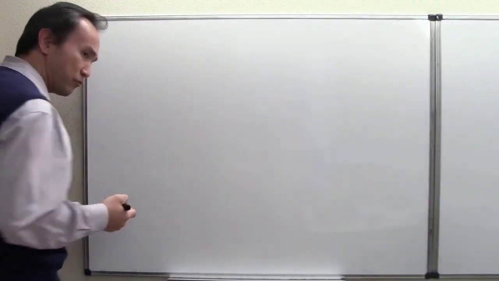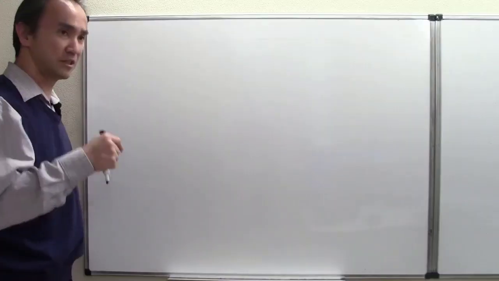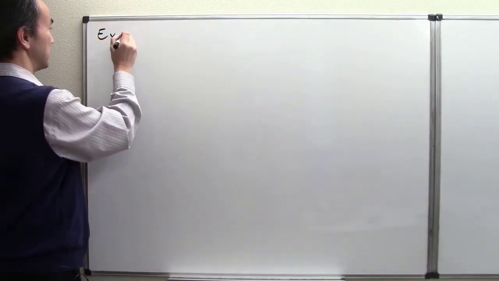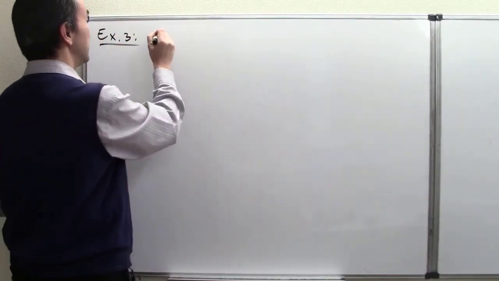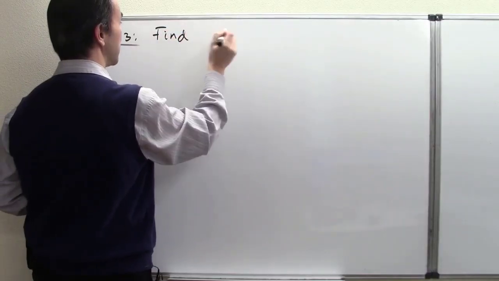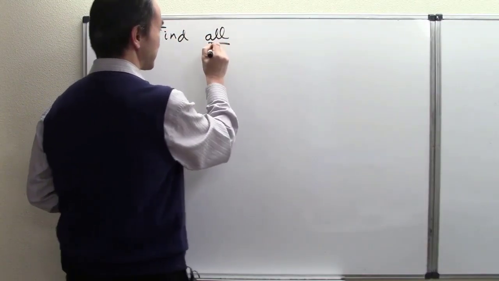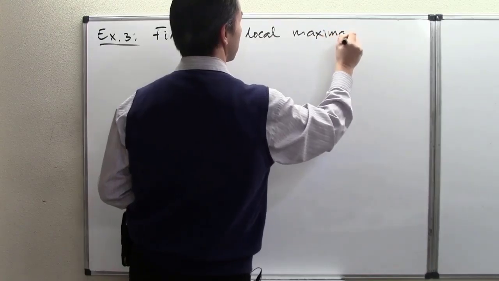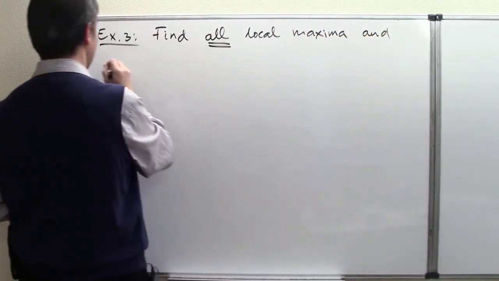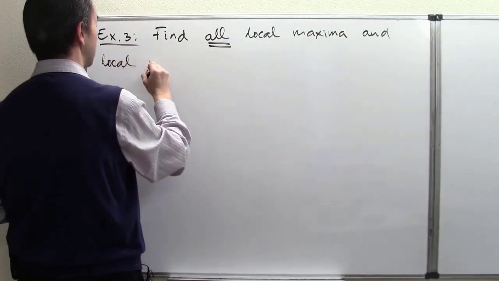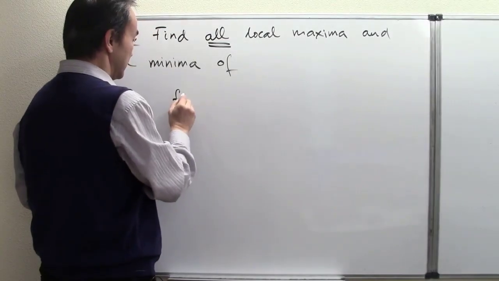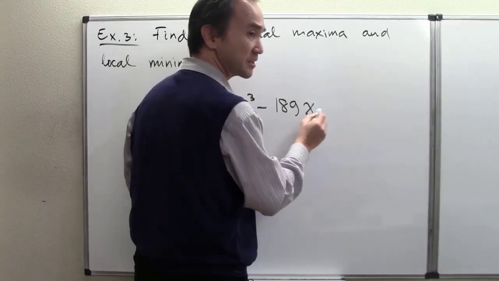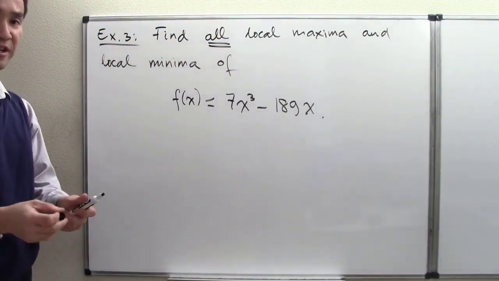So example 2 that we did earlier broke one big process into 2 steps. Now we're going to combine it into one bigger example. So let's spend some time writing this down. Similar to example 2, but we want to find all, underline that, all local maxima and local minima. f of x equals 7x cubed minus 189x. Go ahead and take some time writing it down like that.